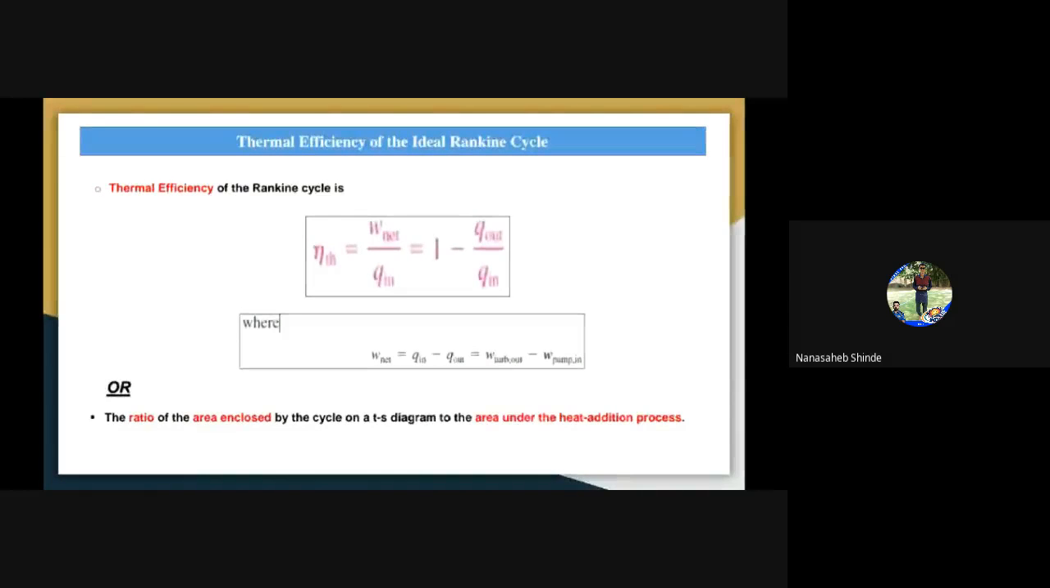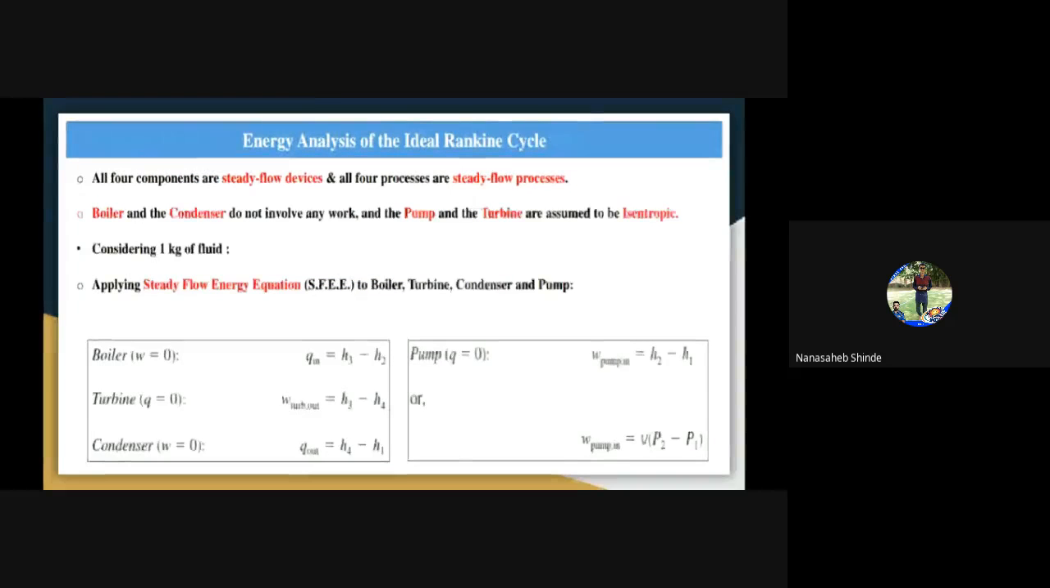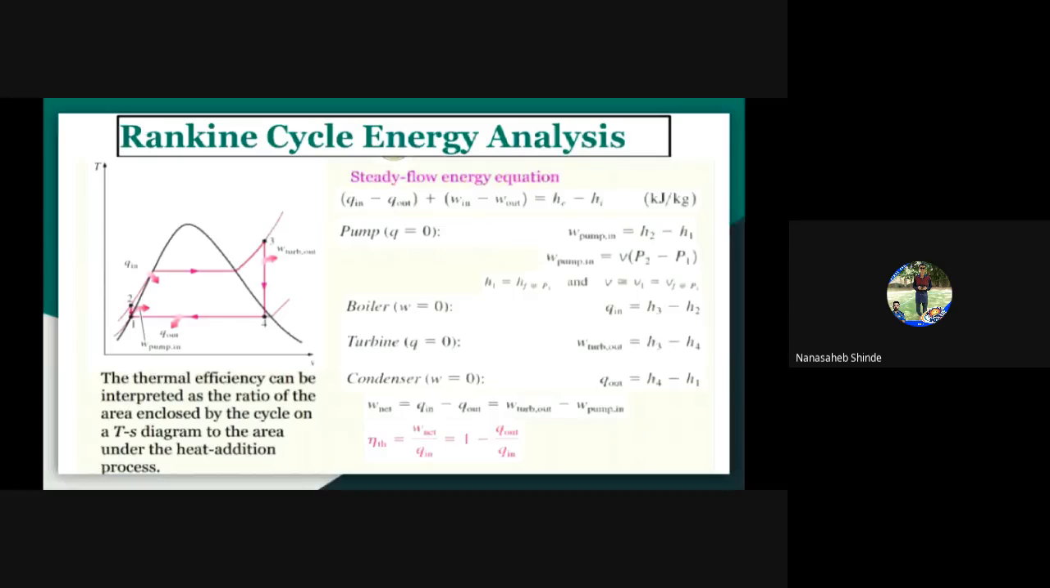Okay, got it? Now I will give 1 minute for you. Please write down this equation only. From this slide you can write down everything, no problem. Steady flow, this is important to solve the GATE problem or IES problem. Please write down this.